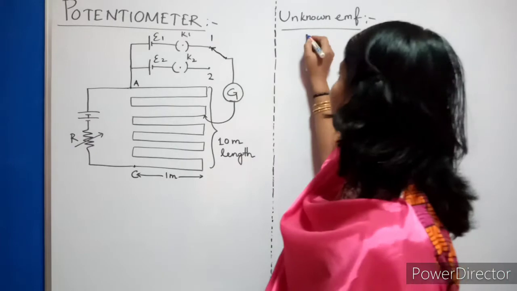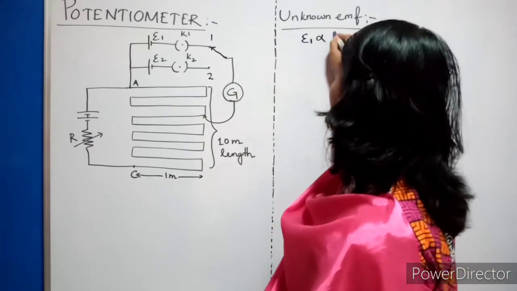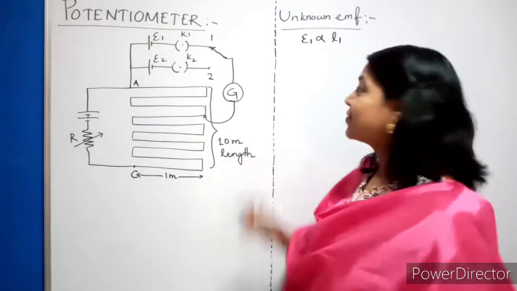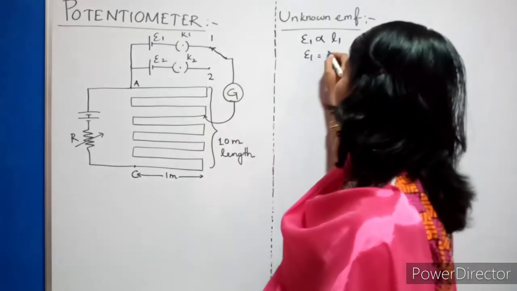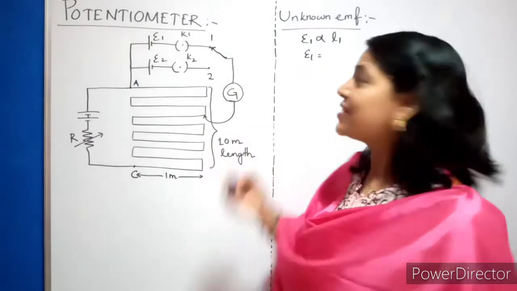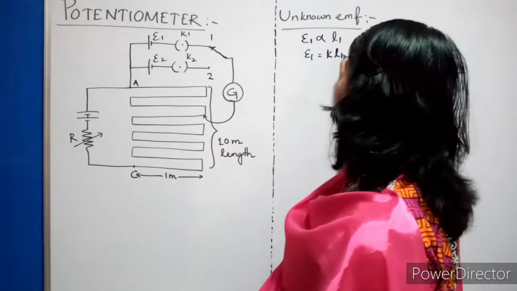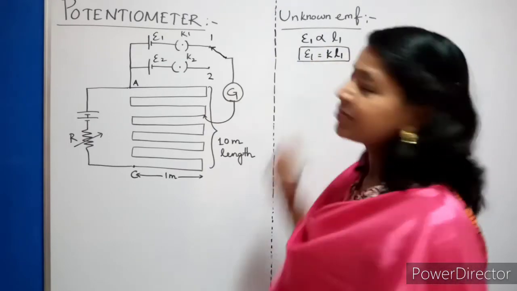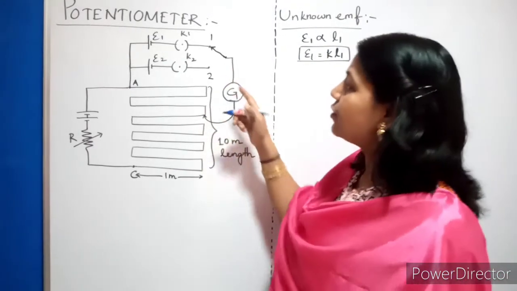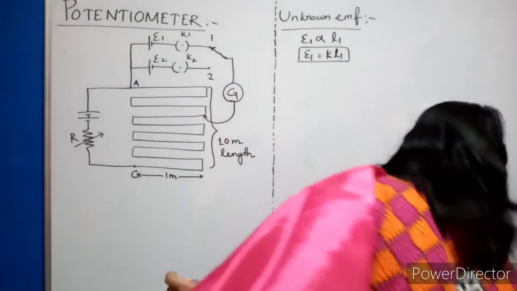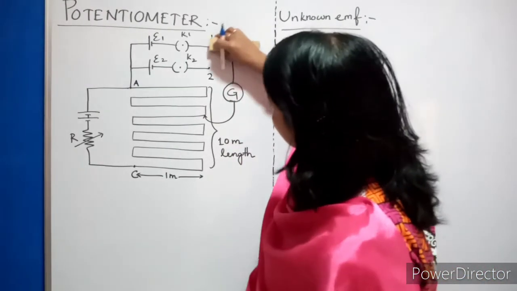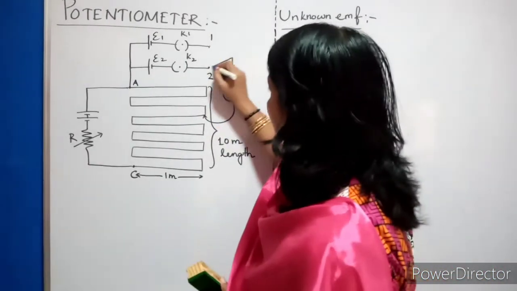So, what you will write? Your E1 is proportional to L1. Now, what is E1 equal to? Substitute your proportionality constant, that is K L1. Now, next what you need to do? Change your switch to position 2.